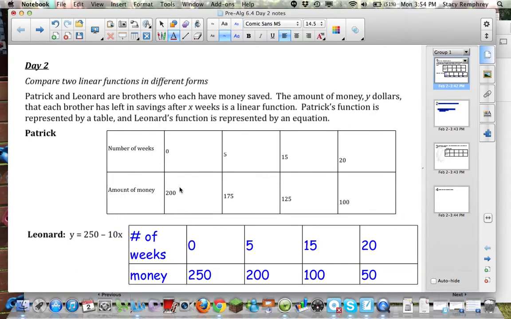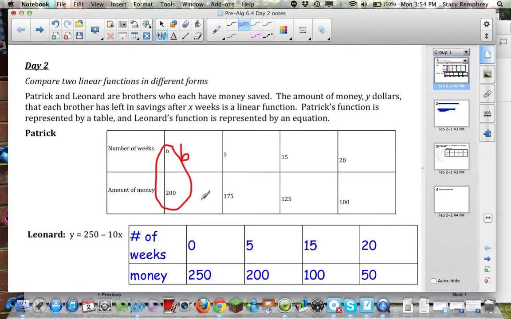Okay, now one of the things I'm going to have you talk about is the starting point. Okay, so 0 to 250, this is your starting point. Now for Patrick, if we were going to write an equation like we did with Leonard, then this right here would be our B, our y-intercept. So that would be our B. Okay, and then we would have to find our slope.